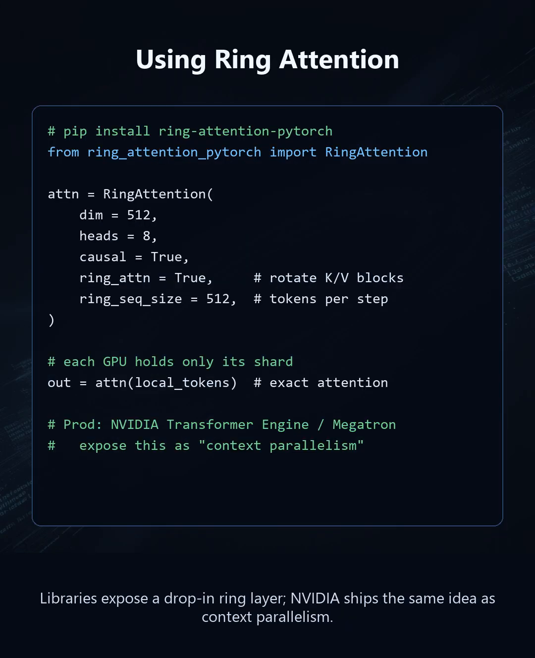Using it is easier than it sounds, because the hard parts are packaged. Open libraries expose a ring attention layer you drop into your model, where each rank simply holds a shard of the sequence. In production, NVIDIA Transformer Engine and Megatron ship the very same idea under the name context parallelism, so you can enable it with a single config flag.